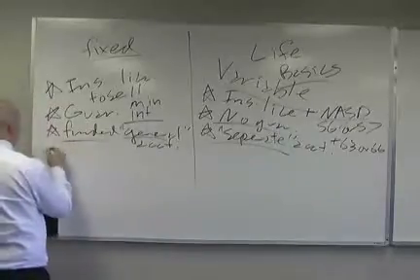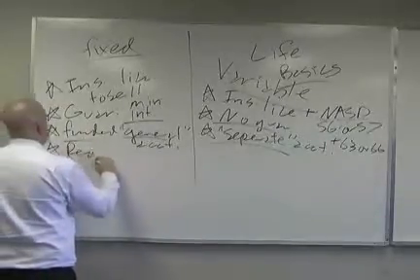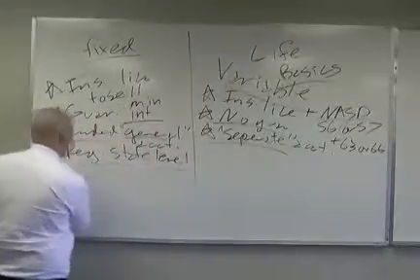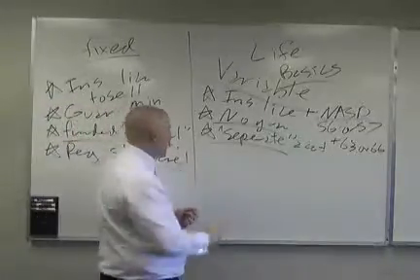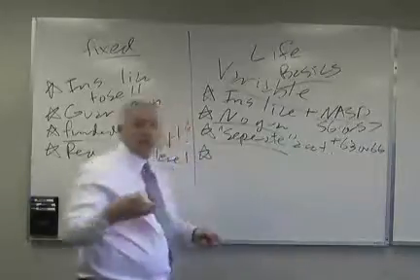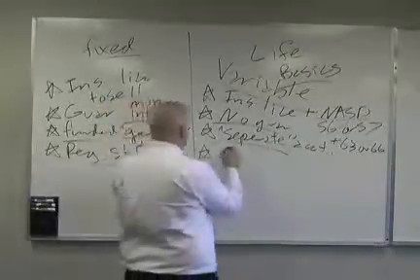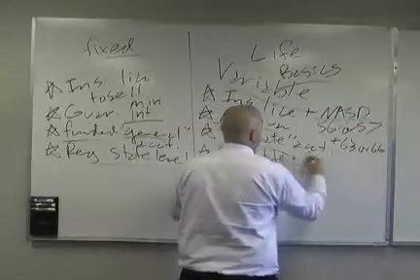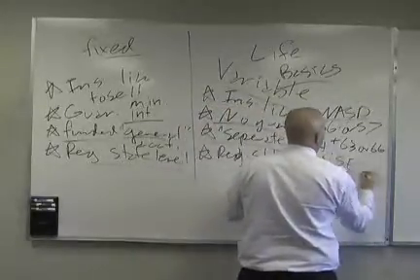Now fixed products are regulated at the state level, as insurance products. Variable products are considered to be securities. So they're regulated at the state level and federally by the SEC.